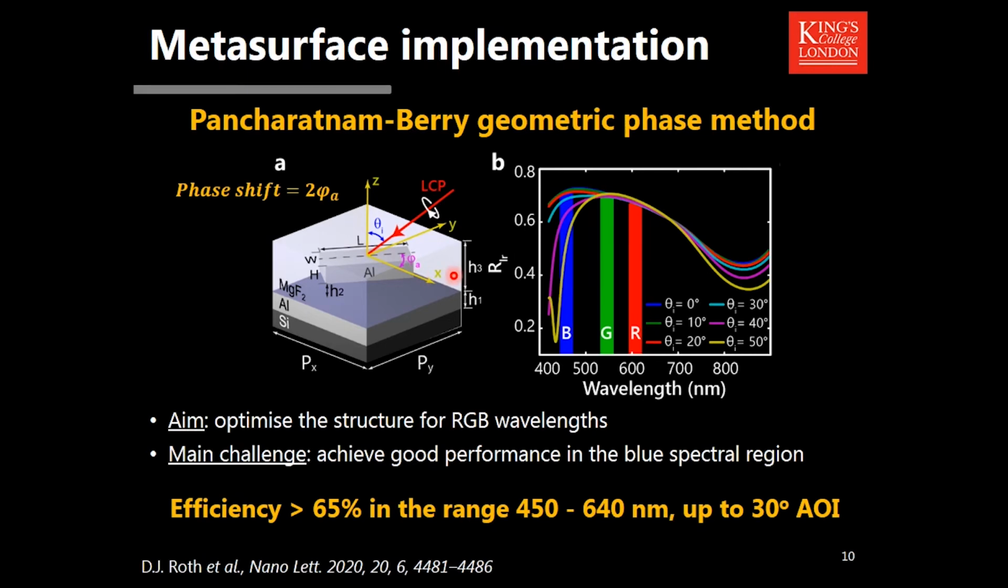So I remind you the aim of our study was to optimize the structure for the red, green and blue wavelengths, and the main challenge we have been facing here was to achieve good performance in the blue spectral region because of the presence of surface plasmon polaritons at the metal dielectric interface, leading to a drop in reflection, as you can see here in this graph. But overall, after optimization, we managed to get an efficiency which was superior to 65% in the range from 450 to 640 nanometers, and that for angles of incidence up to about 30 degrees.